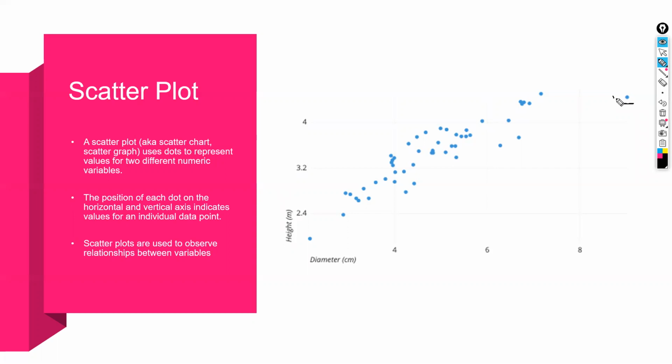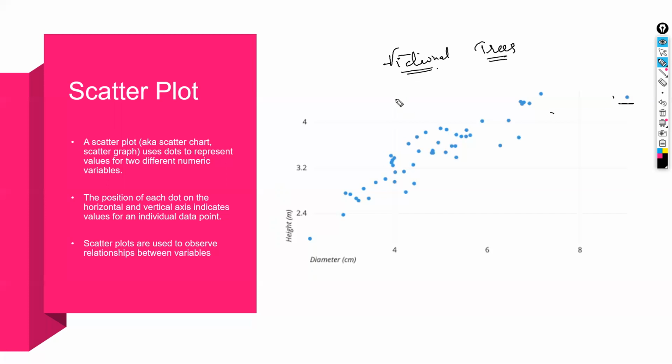Like I defined it, a scatter plot is used to represent values for two different numeric variables. The position of each dot on the horizontal and vertical axis indicates values for an individual data point. Scatter plots are used to observe a relationship between variables. Now, what is happening in this chart? Let's try to understand. Here, it is showing the diameters and heights for a sample of fictional trees. So this diameter and height is of some fictional trees.